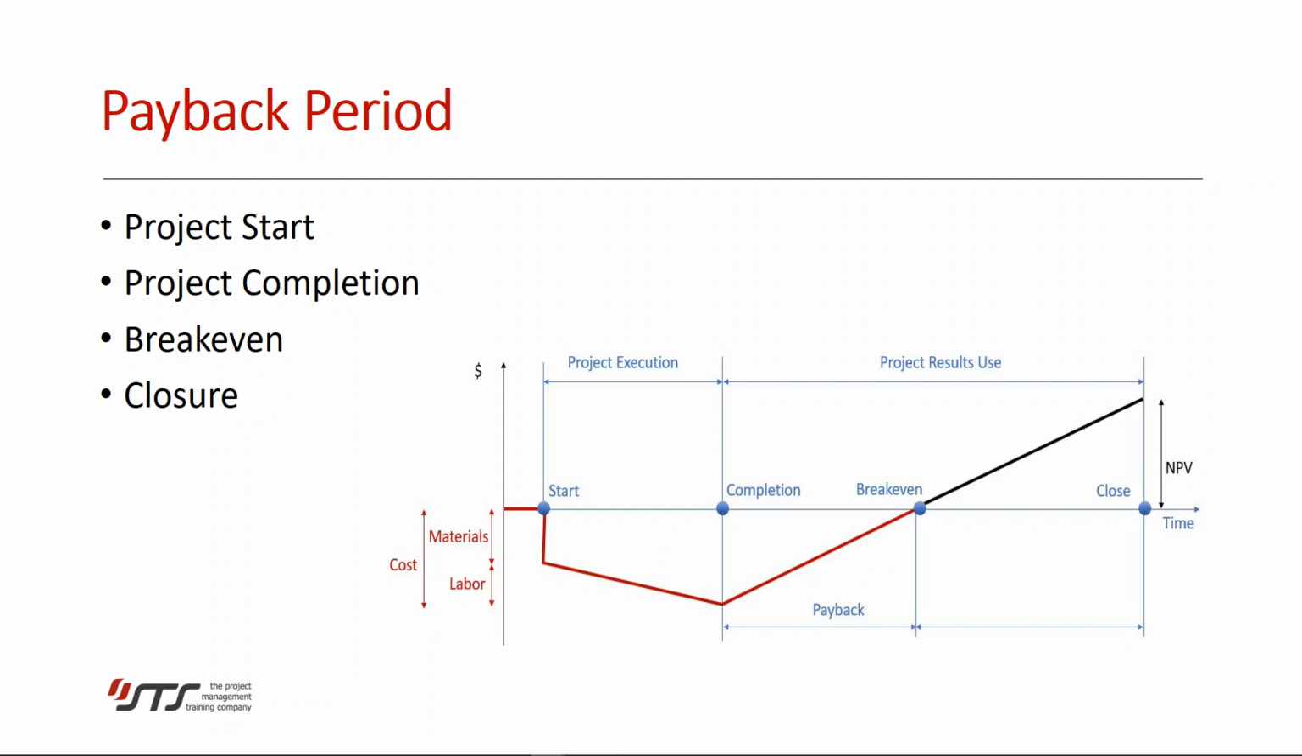Once you start a project, at this moment, you invest in material and equipment. You spend money on labor during project execution. On completion, the project makes a revenue that leads to the break-even that happens in a payback period after the completion. The project product brings a positive cash flow until the product is closed. The net present value is shown as the final cash balance.